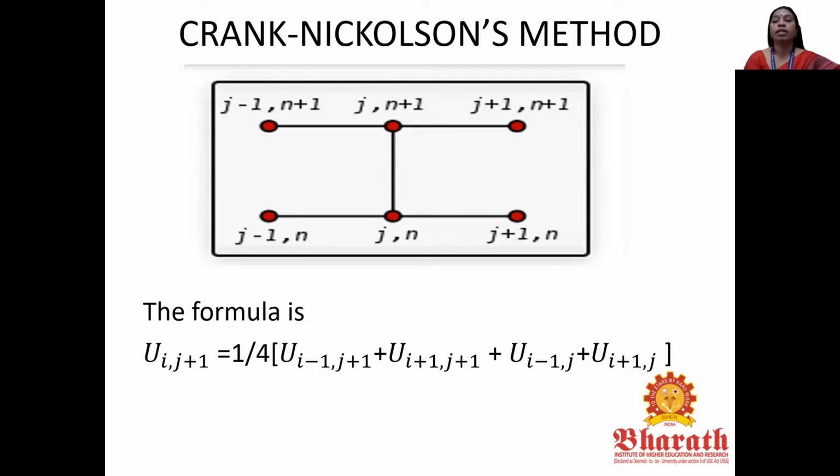So the formula is u of i comma j plus 1 is equal to 1 by 4 into u of i minus 1 comma j plus 1 plus u of i plus 1 comma j plus 1 plus u of i minus 1 comma j plus u of i plus 1 comma j.